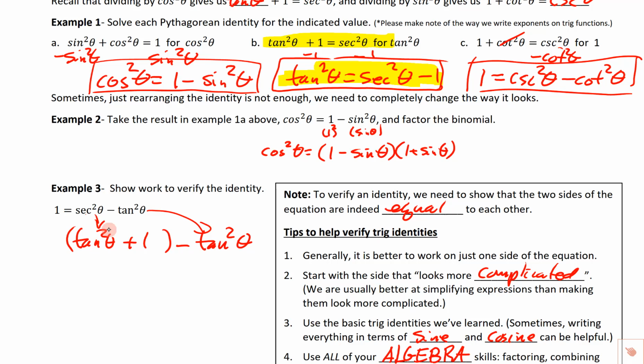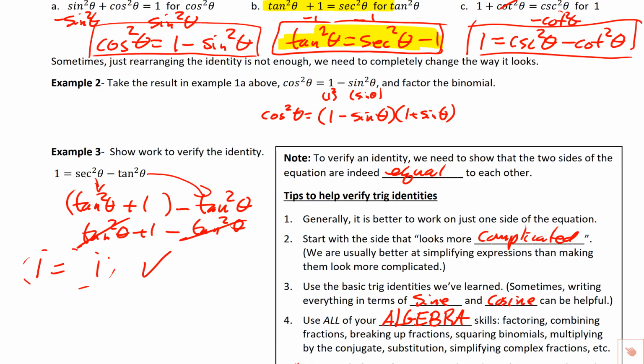Okay. Do I need that set of parentheses? No. So this is tangent squared theta plus 1 minus tangent squared theta. And isn't this tangent squared theta minus tangent squared theta? Isn't that same thing minus same thing? So this side says 1 and the other side says 1. Did we get it? Yeah. We did.